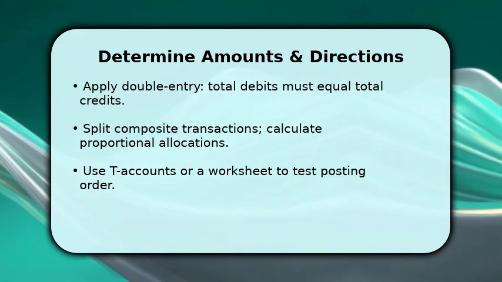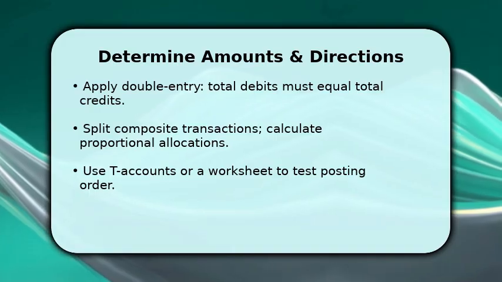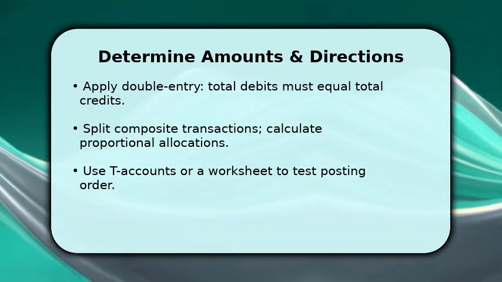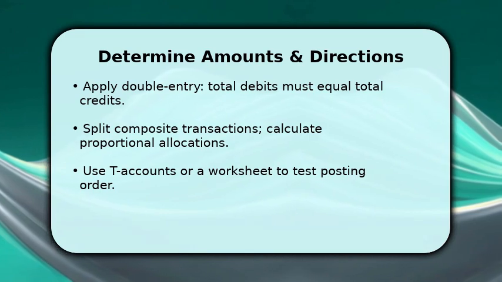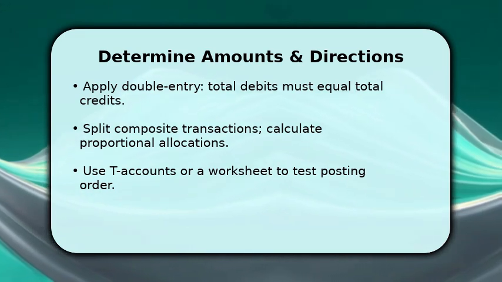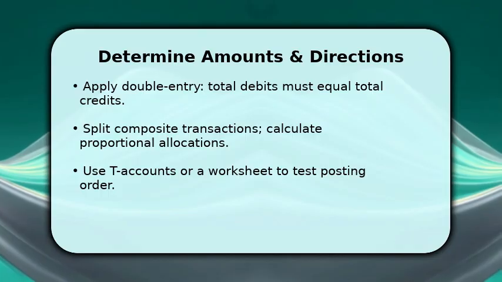Once you have figures, post them to T accounts or a worksheet to confirm running balances. If totals mismatch, trace back differences stepwise. Reconciliation at this stage prevents errors later.